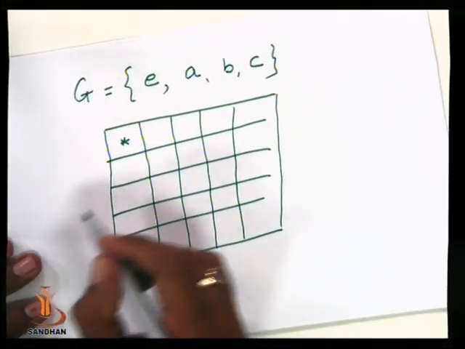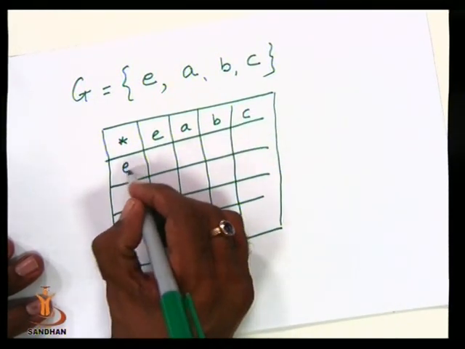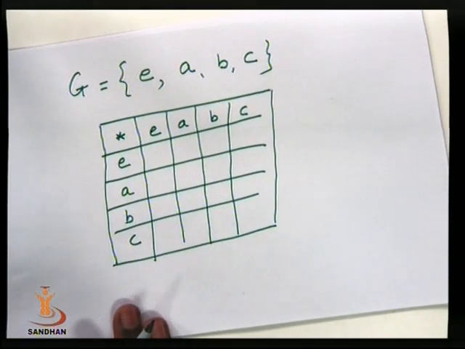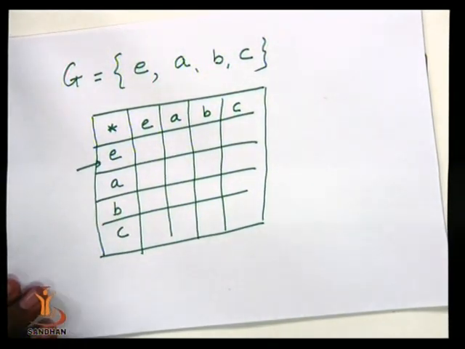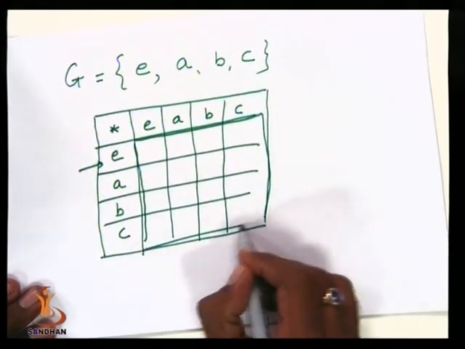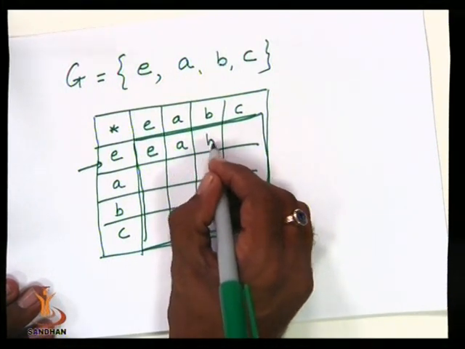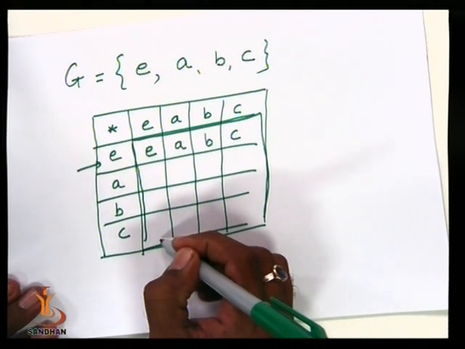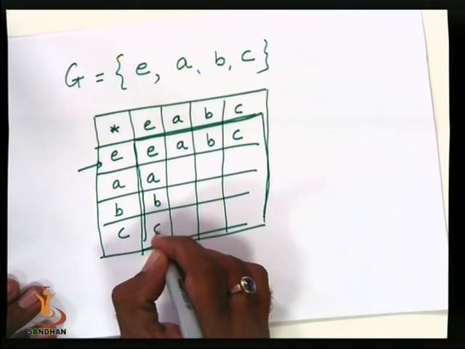Star is the binary operation. Elements are E, A, B, C. Now we are very much familiar with how to form a group table. Here E works as the identity element, so definitely the first operational row will be the same as the title row, that is E, A, B, C. The first operational column will be the same as the title column, that is E, A, B, C.